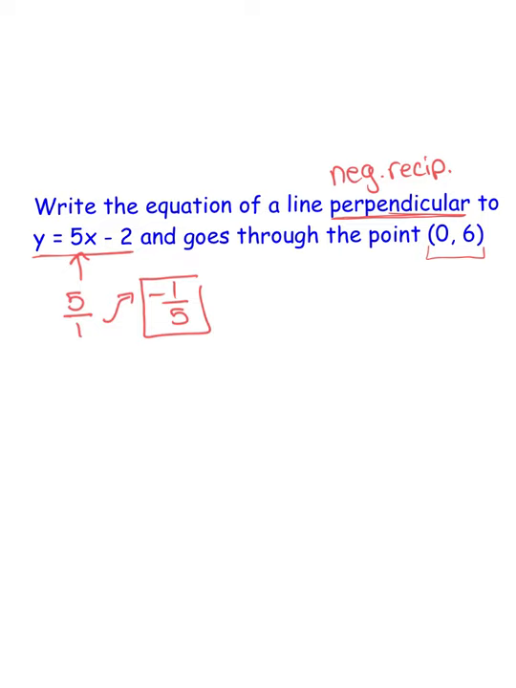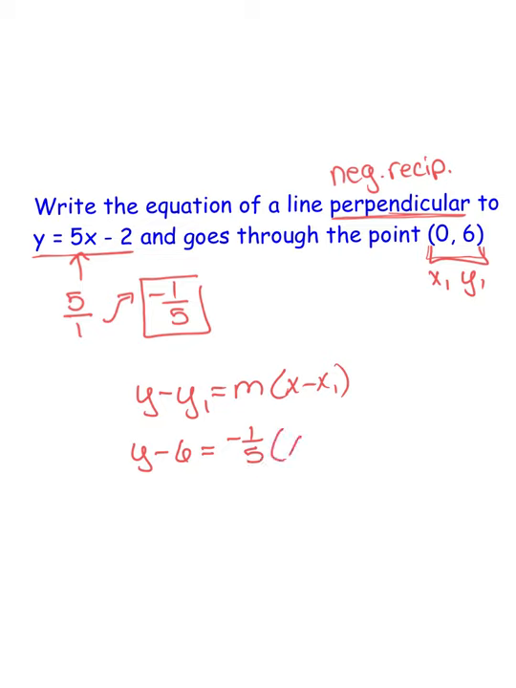I know that the line goes through this point here, so that's my x1 and my y1. I'm going to write y minus y1 equals m times x minus x1. I know that my y1 value is 6. My slope is negative 1/5 because it's perpendicular, and my x value is 0, so I don't even need that. So that becomes y minus 6 equals negative 1/5 x. That is an equation that is perpendicular to that given line and goes through the point (0, 6).